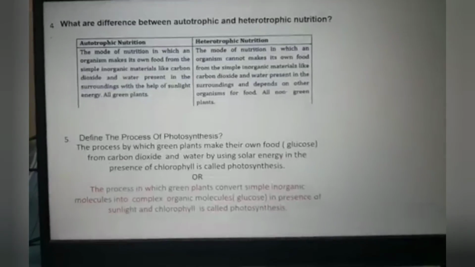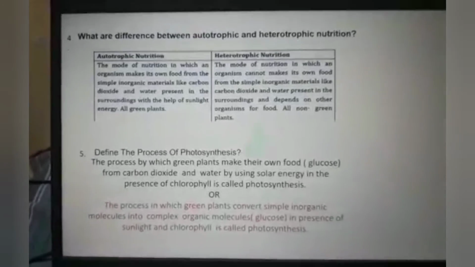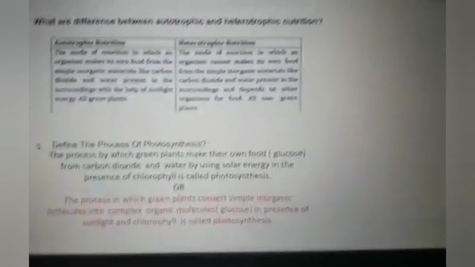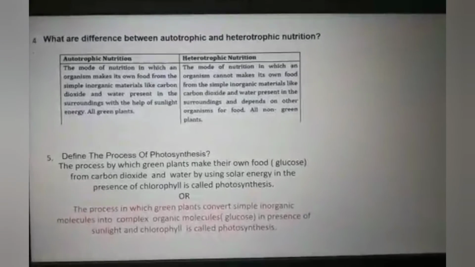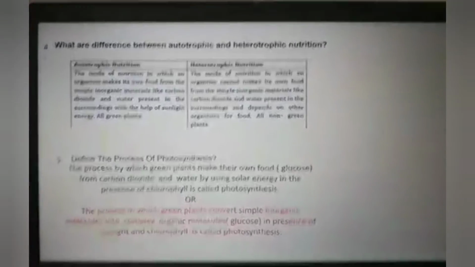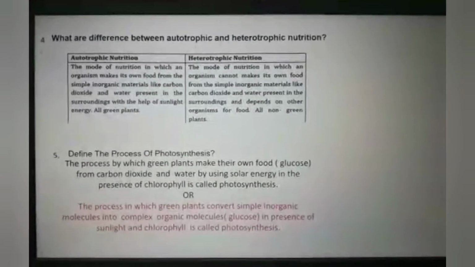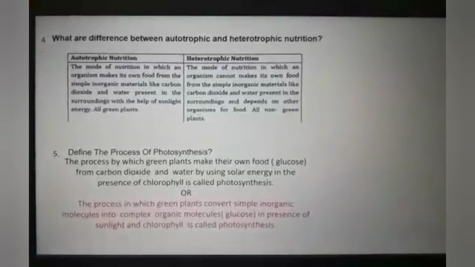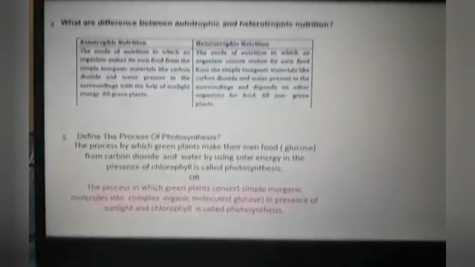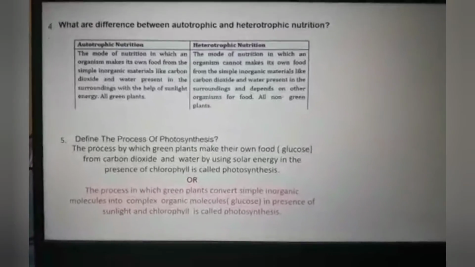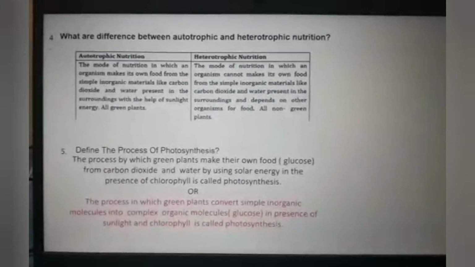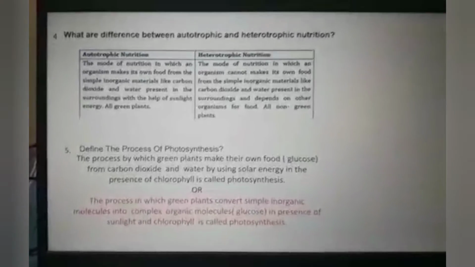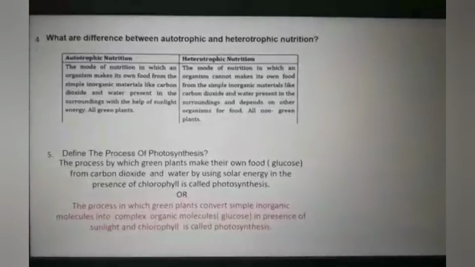I hope all of you understood all this concept clearly. You should read the textbook thoroughly, underline the main points and study thoroughly. Then definitely you will get good marks and full marks in all subjects, not only the science subject. So thank you so much, my dears. Next class we will discuss heterotrophic nutrition and the different types of heterotrophic nutrition.